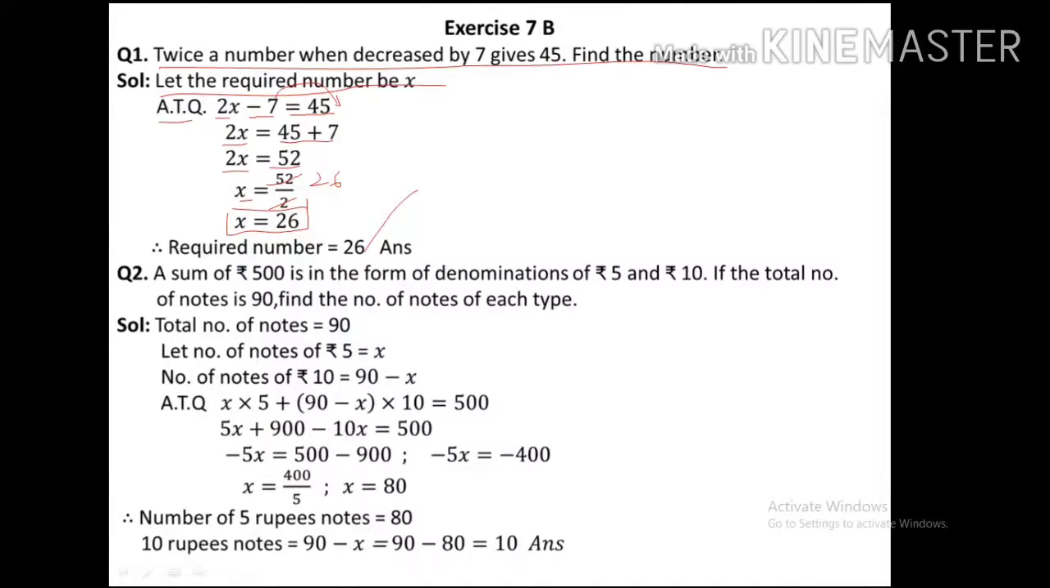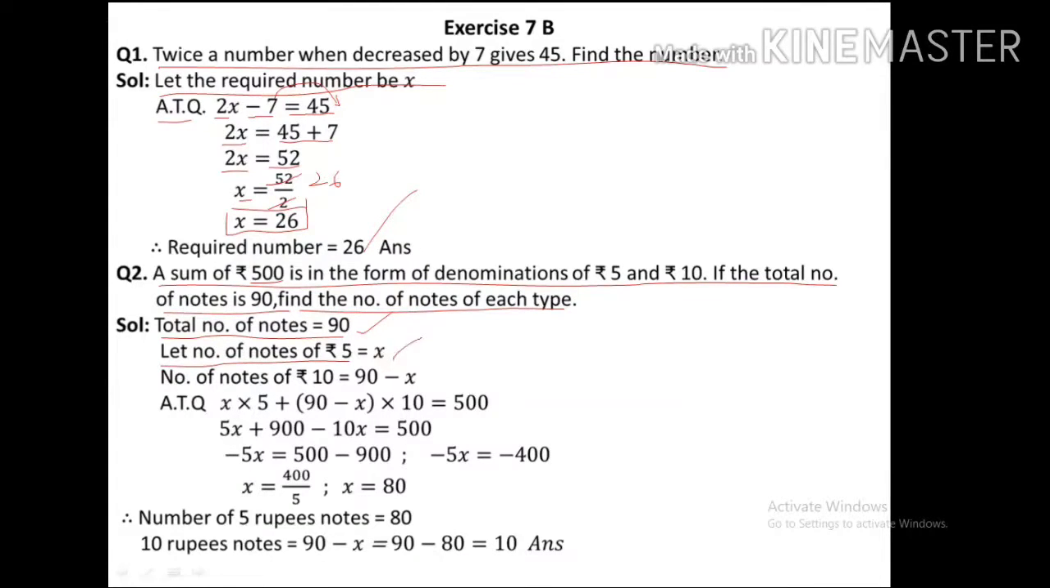Now the next one, question number 2. A sum of rupees 500 is in the form of denominations of rupees 5 and rupees 10. If the total number of notes is 90, find the number of notes of each type. So the total sum of rupees 500 is already given, and we have to find the number of 5 rupee notes and 10 rupee notes. First of all we write given: total number of notes is 90. Let the number of notes of rupees 5 be x. Number of notes of rupees 10 equals 90 minus x.